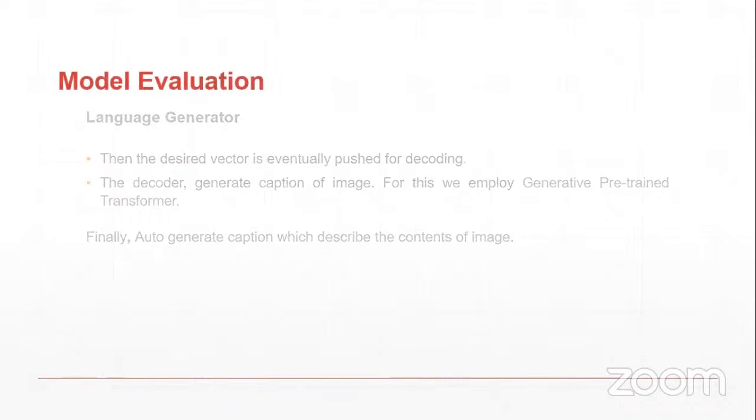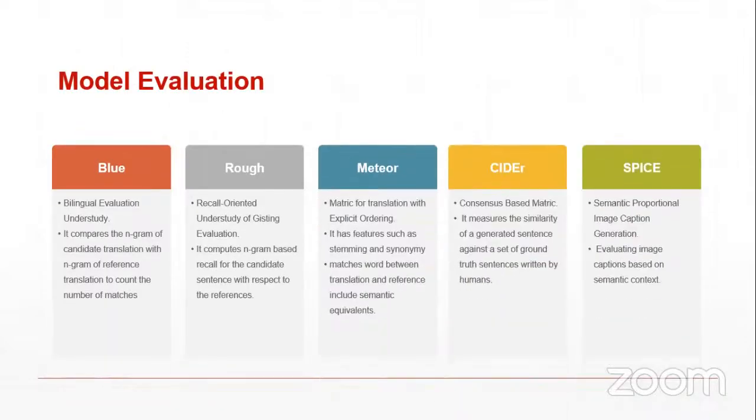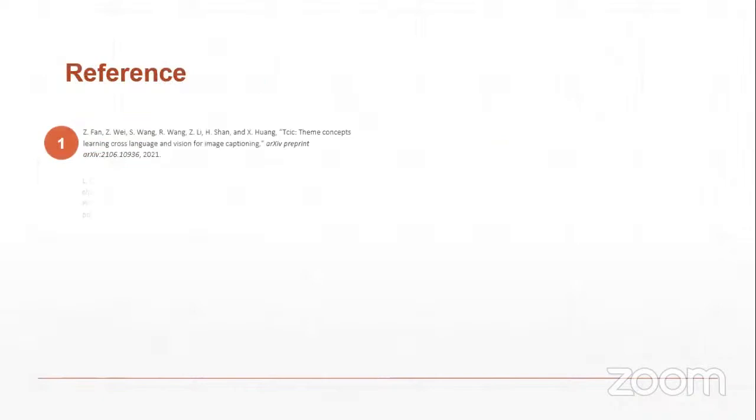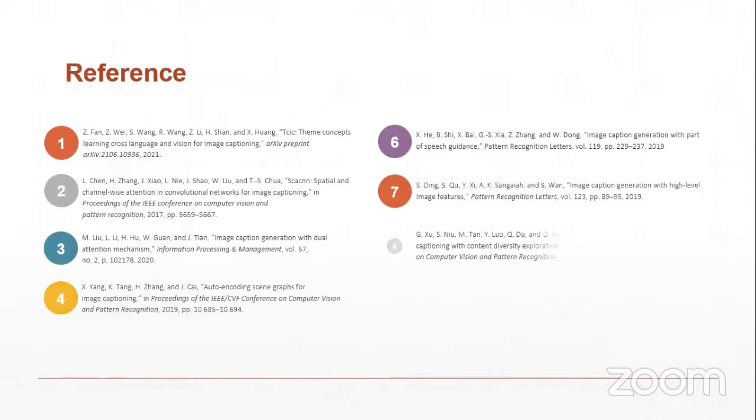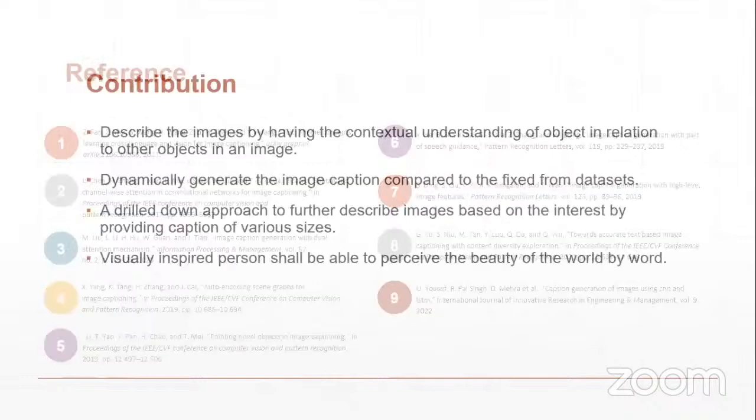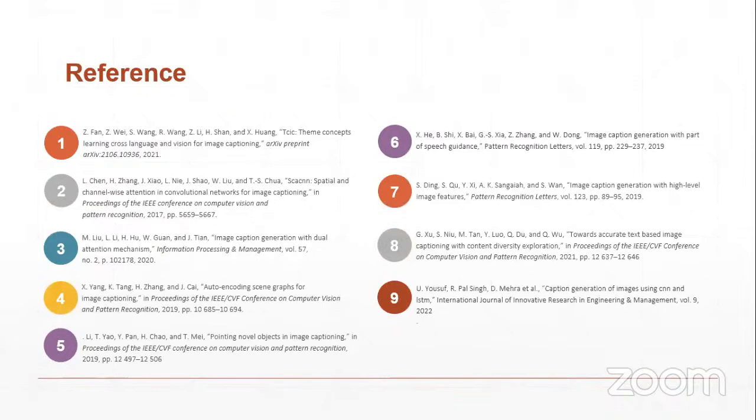At the last, the different evaluation methods we use in our research are BLEU, ROUGE, METEOR, CIDEr, and SPICE. These are the references. Thank you. Can you ask questions, please?